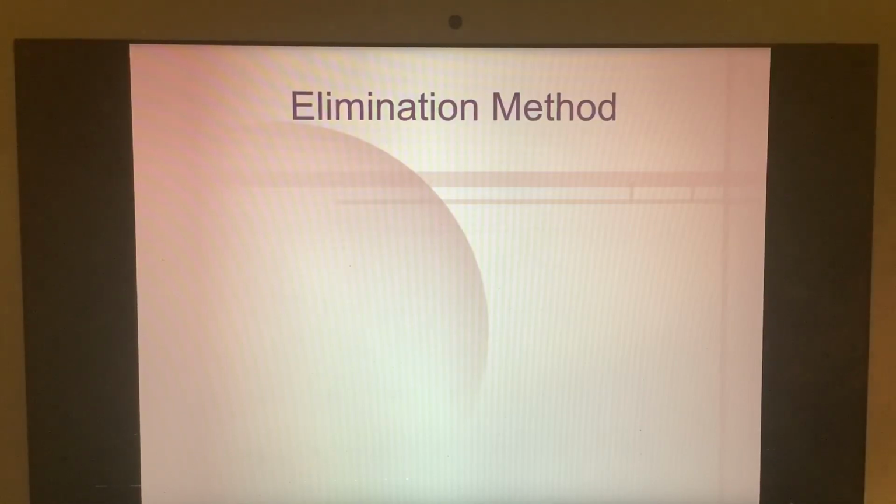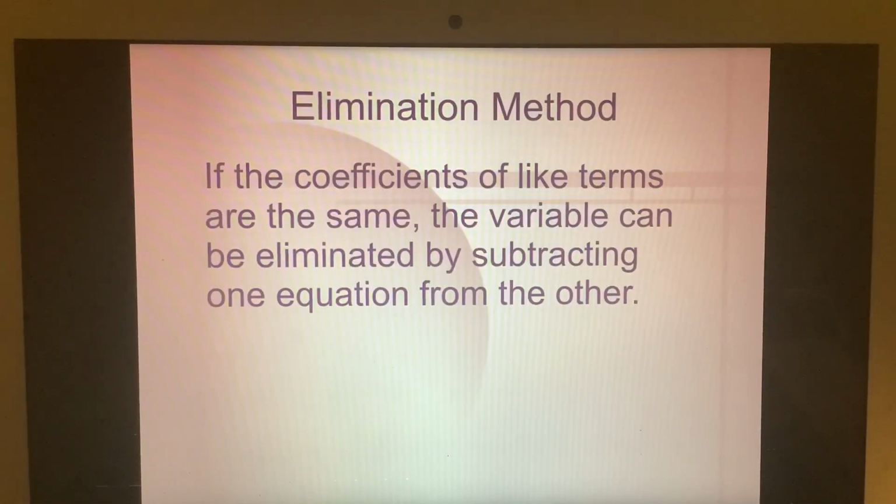Now, the elimination method. If the coefficients of like terms are the same, the variable can be eliminated by subtracting one equation from the other. Earlier, we added the equations, and then that eliminated one variable. But now, if the coefficient of like terms are the same, you can subtract them, because when you subtract two of the same numbers, what do you get? You get a 0. All right.